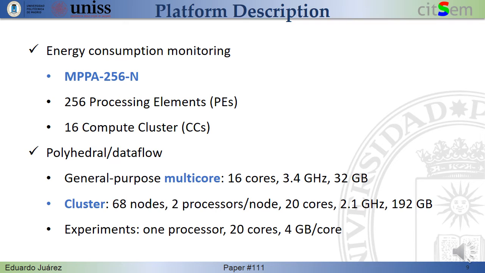For the polyhedral data flow methodology, two different hardware architectures have been used. First, Namaka, a general-purpose multicore architecture with 16 cores running at 3.4 GHz. The RAM size in this case is 32 GB. And second, Margaret, a cluster composed of 68 nodes, each one gathering two processors with 20 cores running at 2.1 GHz. The RAM size is 192 GB. The experiments have been conducted on the 20 cores of one processor with 4 GB of RAM per core.